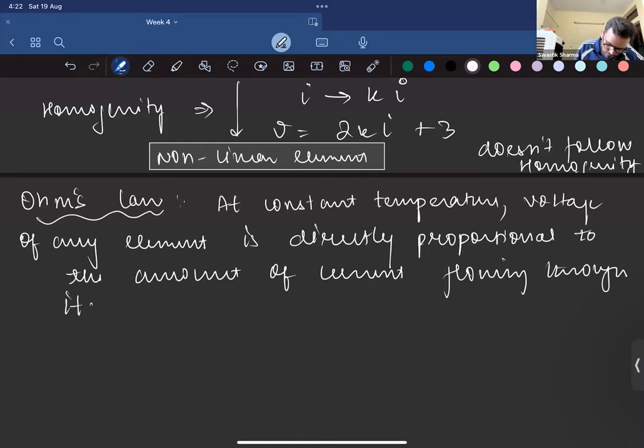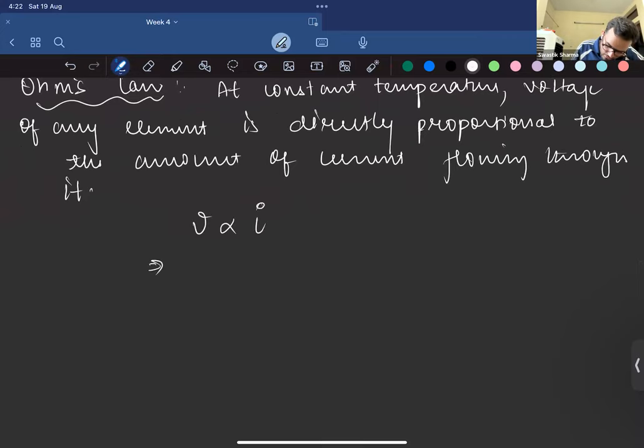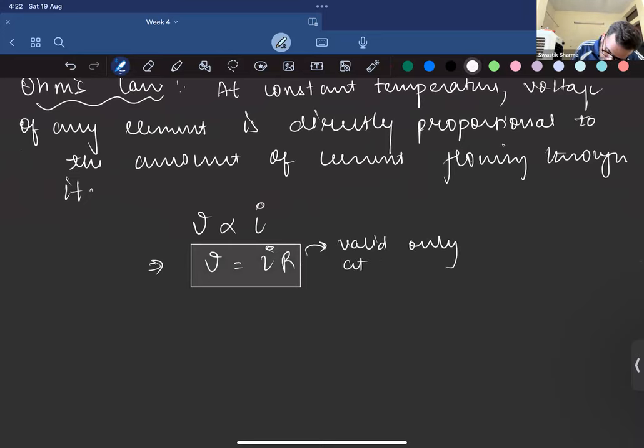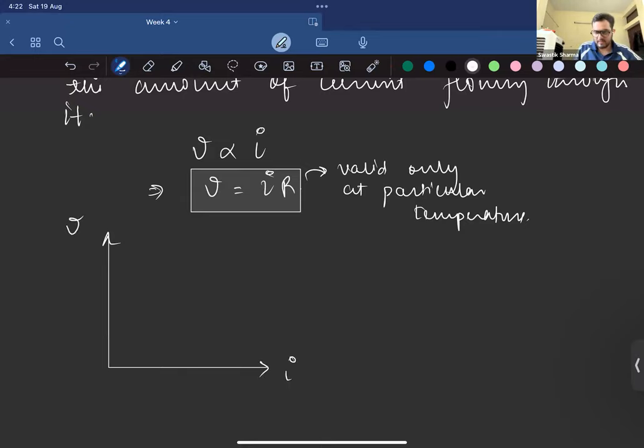Is it correct? So we say V is directly proportional to I, and to remove this proportionality, we say V equals IR, where R is the constant of proportionality, valid only at a particular temperature. Right? So that means if I draw a curve, which is called the VI characteristic, this curve is called VI characteristics.